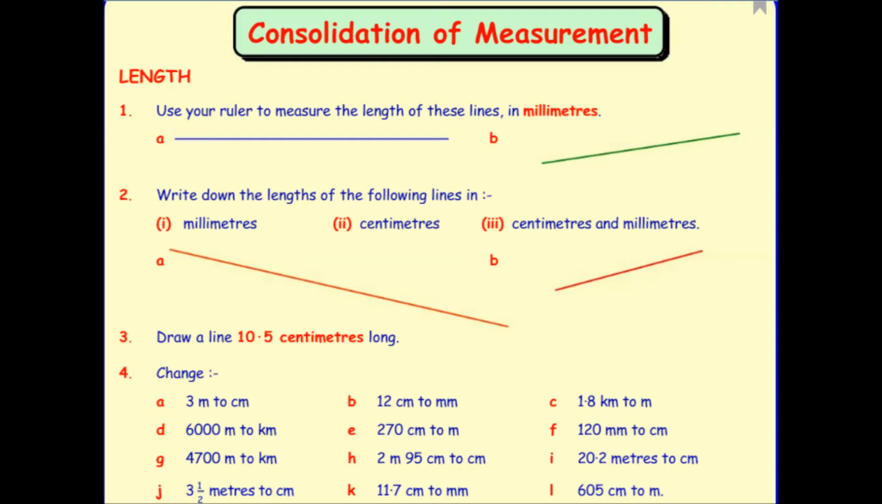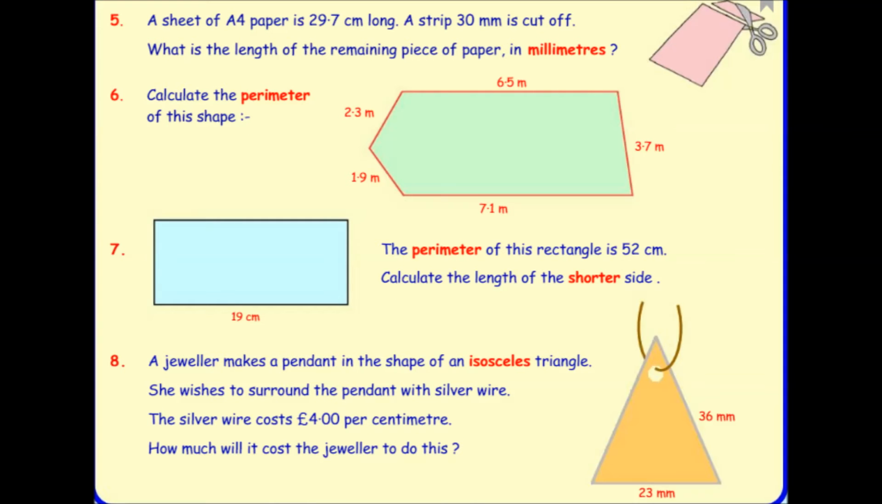Okay, so let me say again, there are 10 millimeters in a centimeter, there are 1,000 millimeters in a meter, there are 100 centimeters in a meter, and there are 1,000 meters in a kilometer. Okay? Now, let's look at question 5, where we've got more like problems.